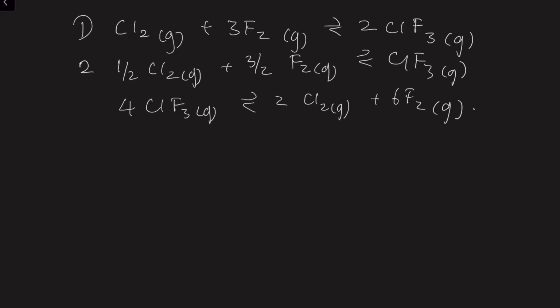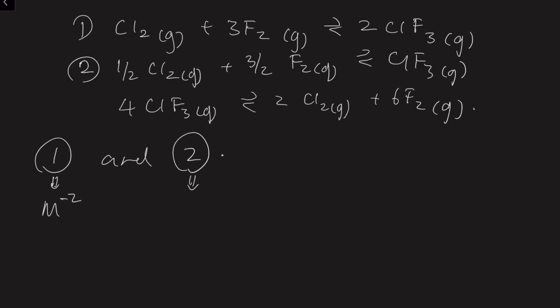So let's compare 1 and 2. They look almost exactly the same, but the coefficient of 2 is half the coefficient of 1. So what is the unit for the first reaction? So we have 2 minus 4, so it's M to the negative 2. What is the unit of the second reaction? It's 1 minus 2, so it's negative 1.